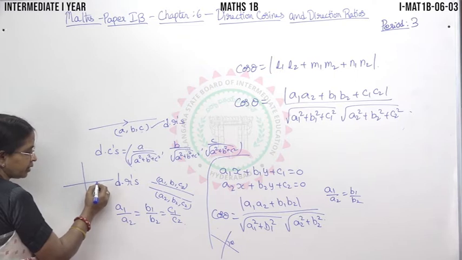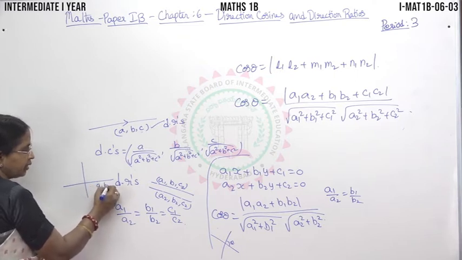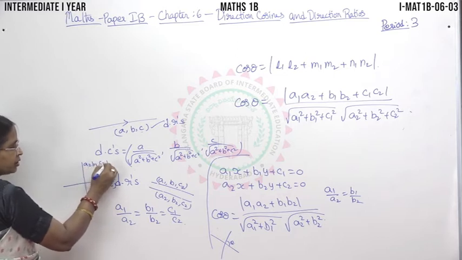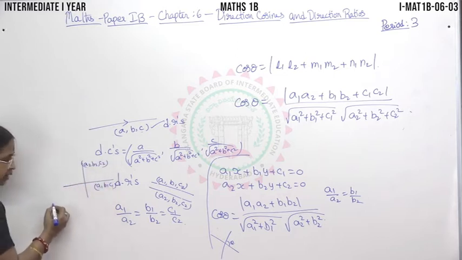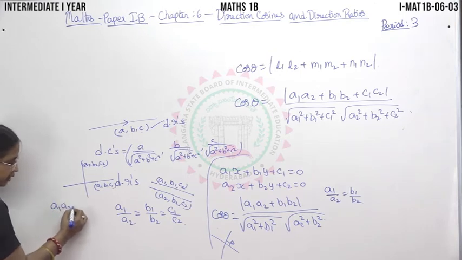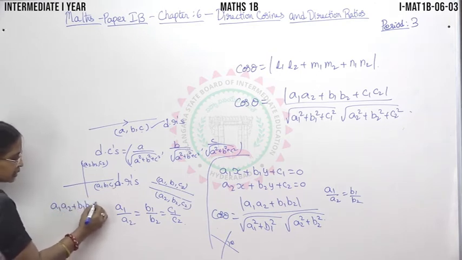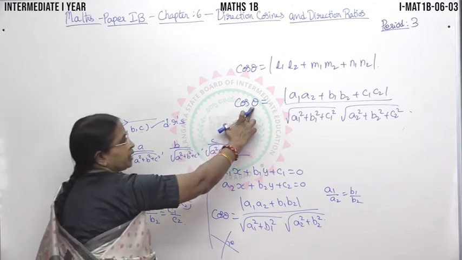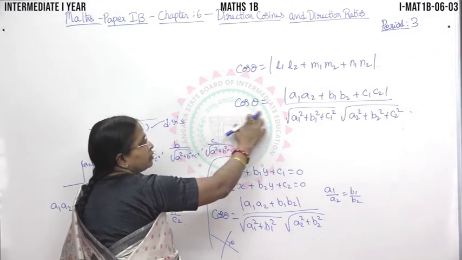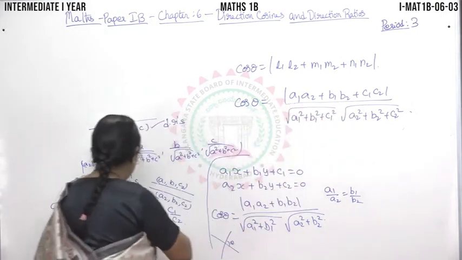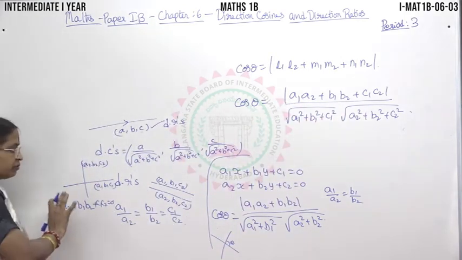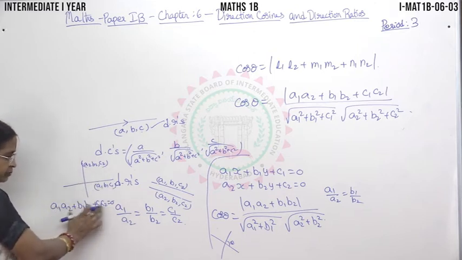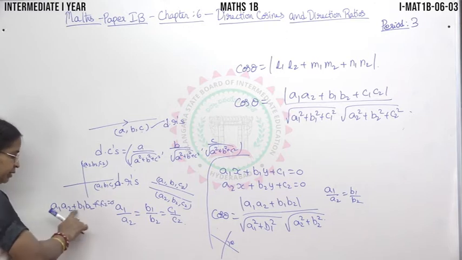So the direction ratios of one line are A1, B1, C1 and A2, B2, C2 are the direction ratios of the perpendicular line. Then they satisfy the condition A1 A2 plus B1 B2 plus C1 C2 is equal to 0. That means this theta should be 90. Cos 90 is 0, so this should be equal to 0. So like that also you can remember. So when two lines are perpendicular, then this product should be equal to 0, where A, B, C are the direction ratios.